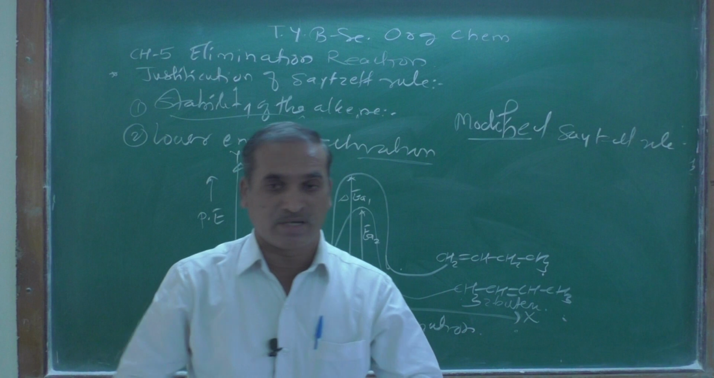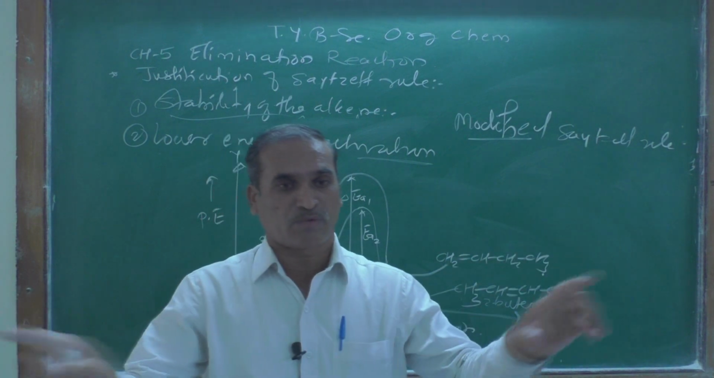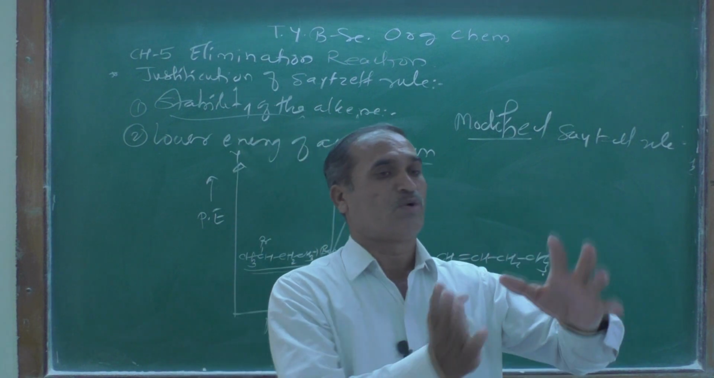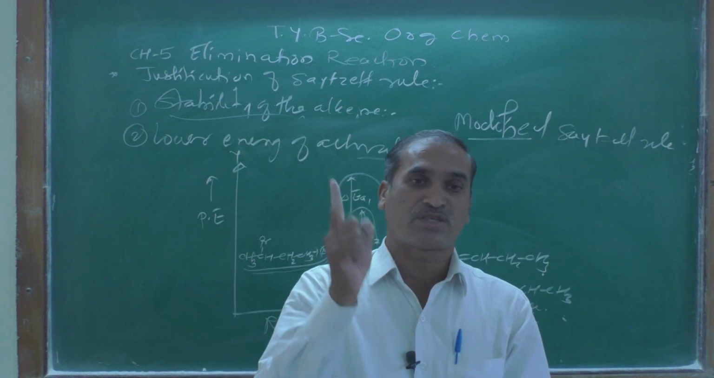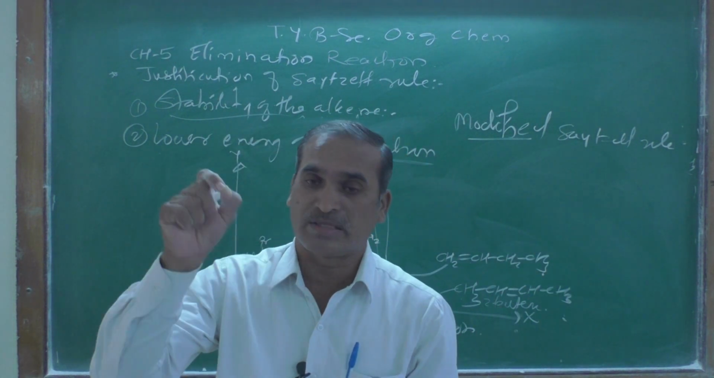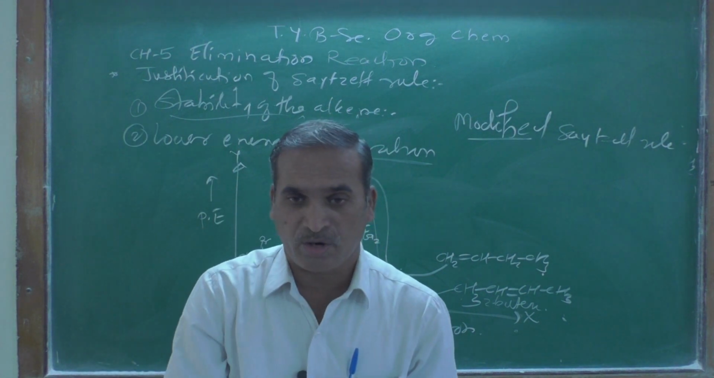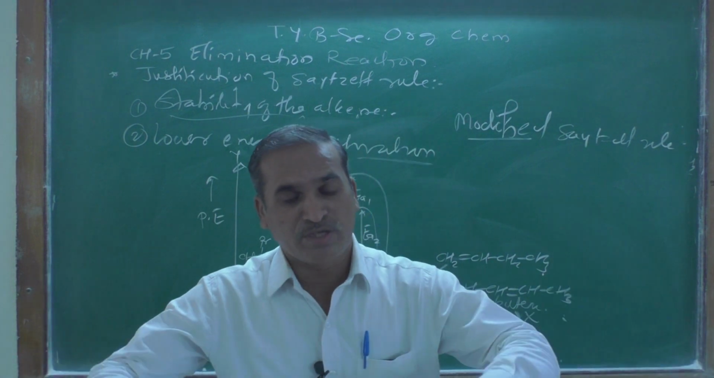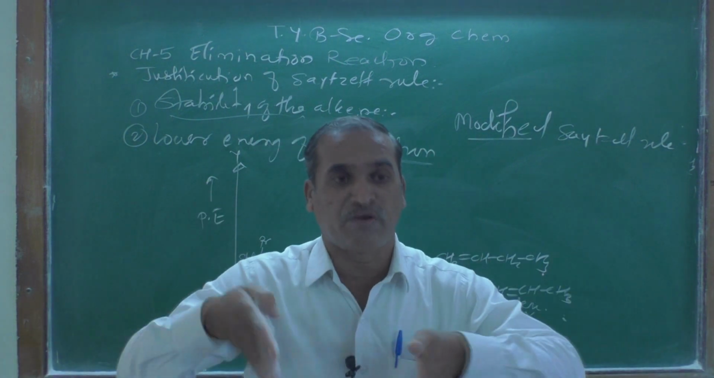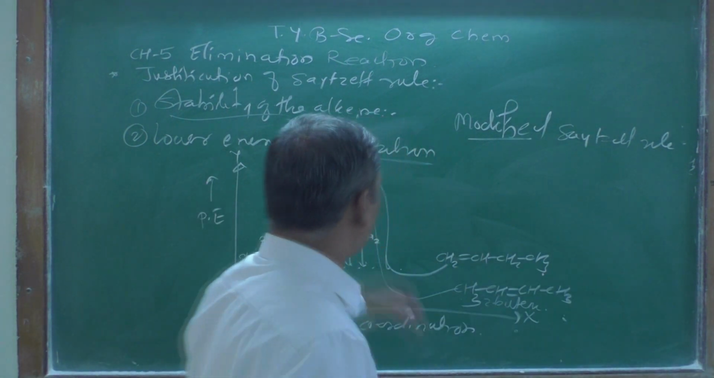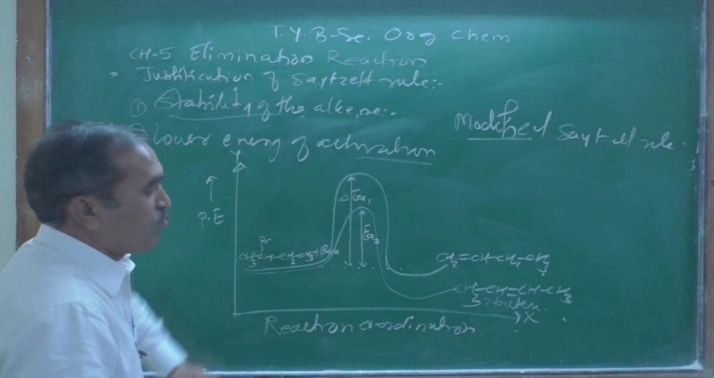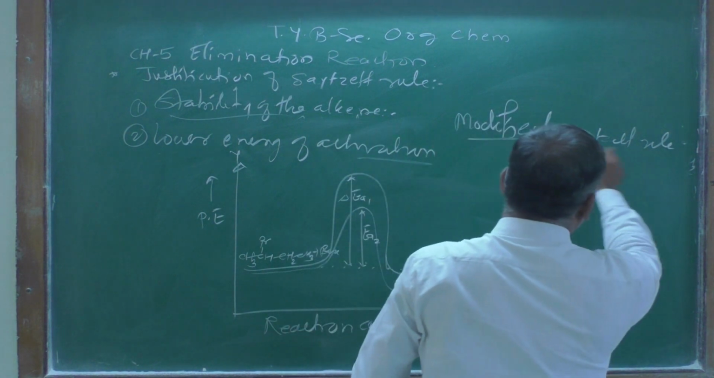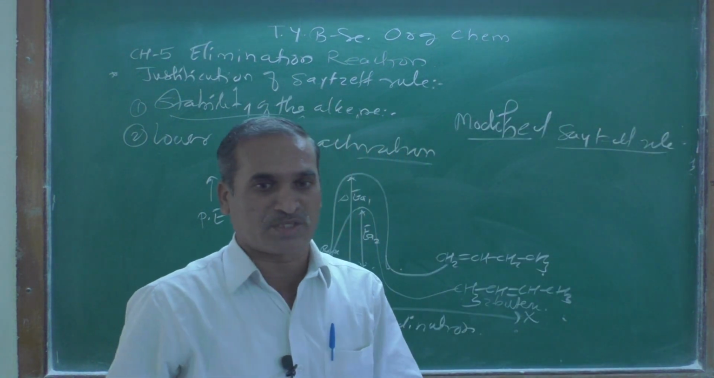Now, in the previous, the regular general statement of the CH rule, what is that? In an elimination reaction, the more substituted alkene is obtained as a major product. This is the old definition. Now there is a modified, new definition. What is that definition? After studying these two factors, he modified the statement. What is that modified statement of the CH rule?